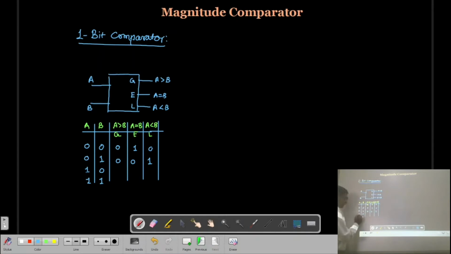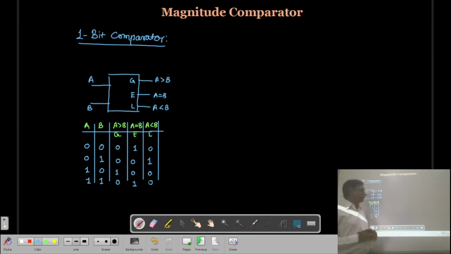Third combination, A is 1 and B is 0. So A is greater than B, and therefore this output is high and the rest of the two outputs will be 0. Again, in the fourth combination, you will find that A and B are both 1 and they are equal, so E will be high and the other two will be 0. So this is the truth table for a 1-bit comparator.